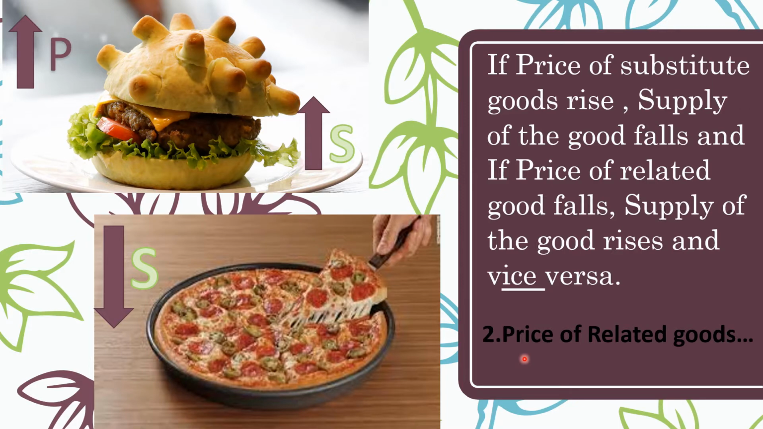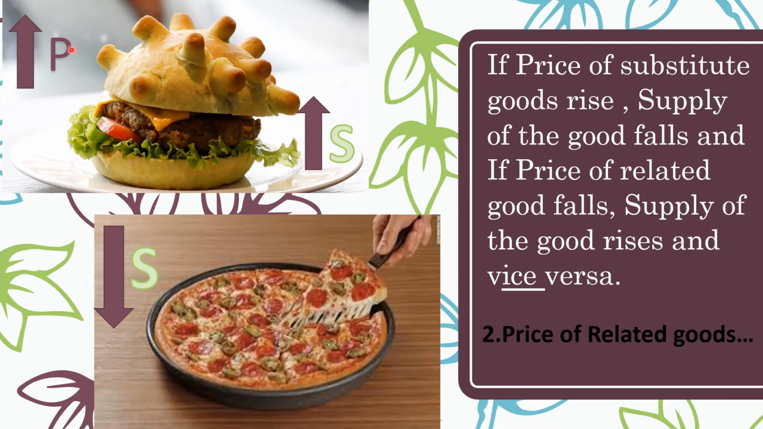The second factor affecting supply is price of related goods. We know that goods are related in two ways. Either they are substitutes of each other, or goods are related in the form of being complements of each other. In this example, I would like to take the example of substitute goods. Since we're talking about pizzas, our mindset is prepared to understand in terms of the example that we have at hand. So I've taken this example. In this case, burgers would be a probable substitute for pizzas.